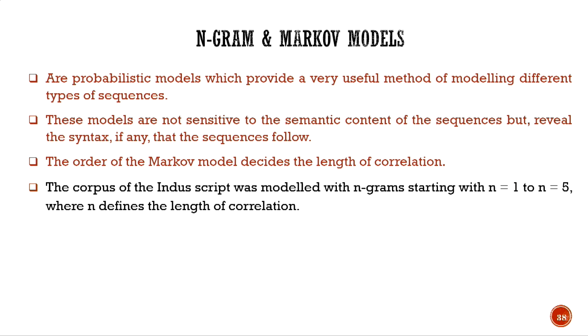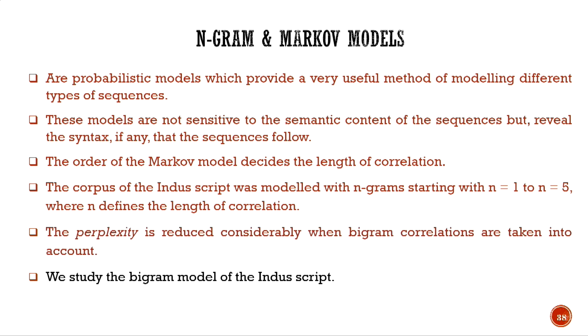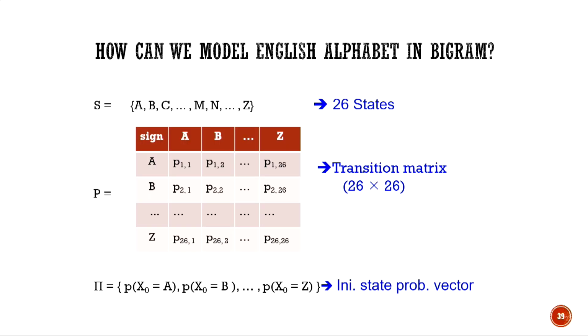If n is 1, it is bigram correlation, the first order, and so on. We found that the perplexity, which is a measure of how good a model is, reduced considerably when bigram correlations were taken into account, and there was not much change after that. So we studied the bigram model of the Indus script in most of our analysis. For those who don't have a background in this, I would first tell you how we do it for English, and then I'll go to the Indus, because it will be much easier to understand.